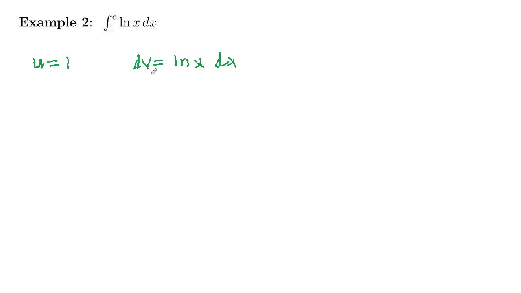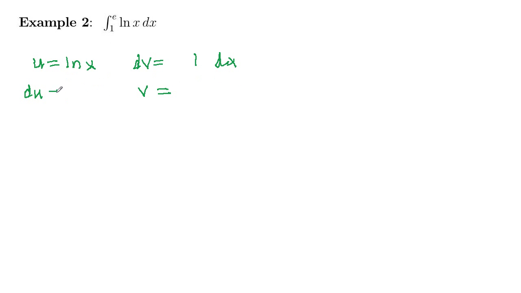And we would have to integrate this, right? We want to get a du and we want to get a v. So we'd have to integrate ln of x. Well, we don't know what the antiderivative of ln x is, so it doesn't look like this choice is going to work. So why don't we switch things out here? So the ln x, let that be our u, and then 1 dx is going to be our dv.